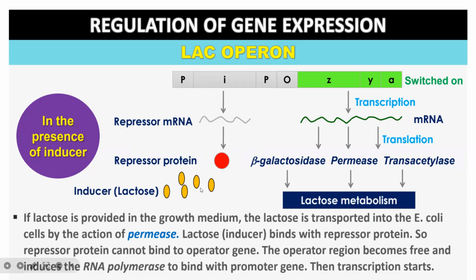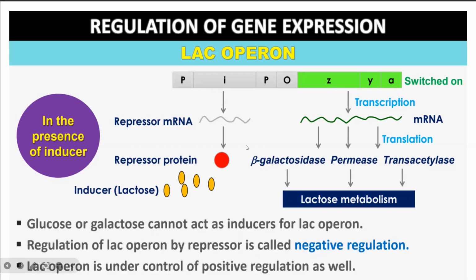This lactose will go and bind on the repressor protein. The repressor protein cannot bind the operator. So what will happen to these genes? They are active now. They will produce beta galactosidase, permease, and transacetylase for lactose metabolism. Beta galactosidase converts lactose to glucose and galactose. Permease allows the lactose to come in freely, and transacetylase adds an acetyl group. So this is about lactose.